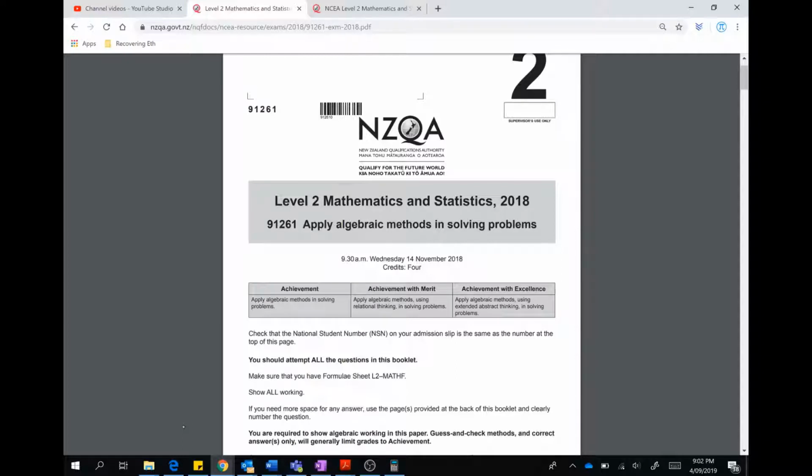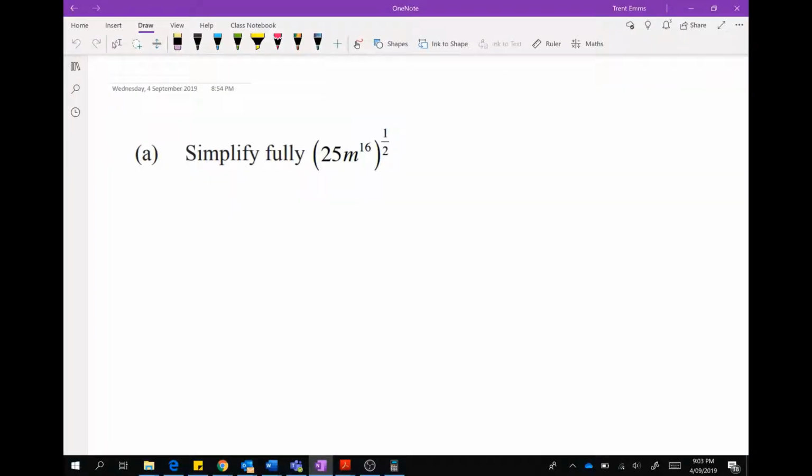Today we're going to be covering the Level 2 NCEA Algebra paper. Part A. Simplify fully 25m to the power of 16 all to the power of 1/2. So for this question here, all you have to go about doing is follow this rule here.